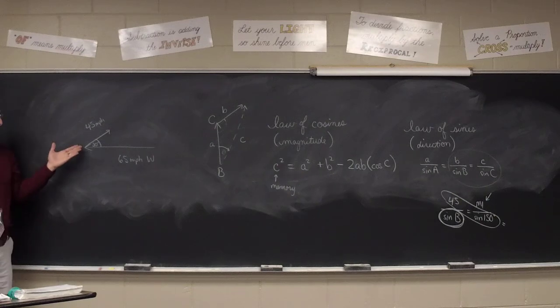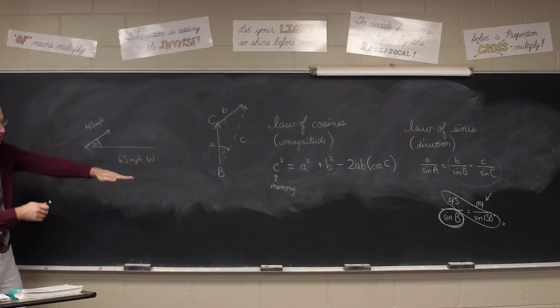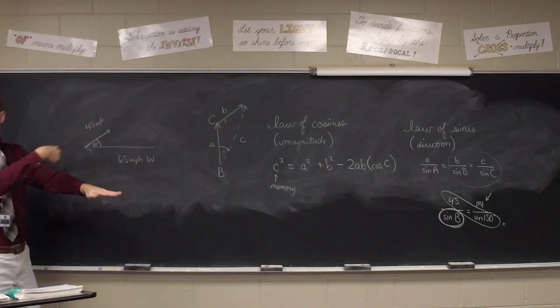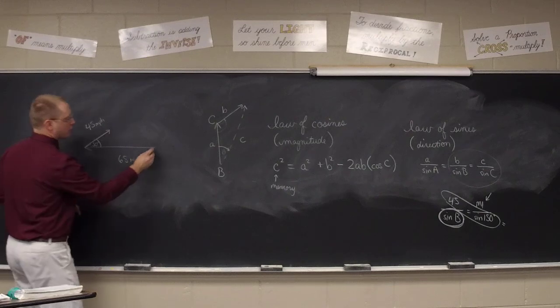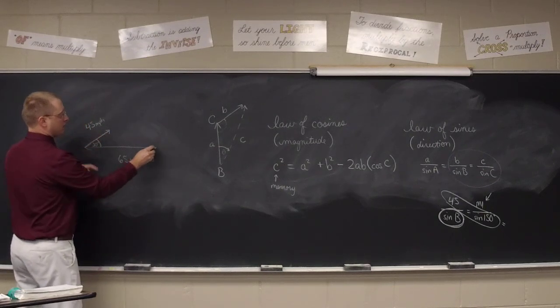Notice, that's the actual angle between the vectors, isn't it? Last time I had to say, well, if it's going this way and there's a 30-degree push that way, that gives us a 150-degree angle. Not this time. That really is the angle between the vectors. And the resultant is going to go start to finish.